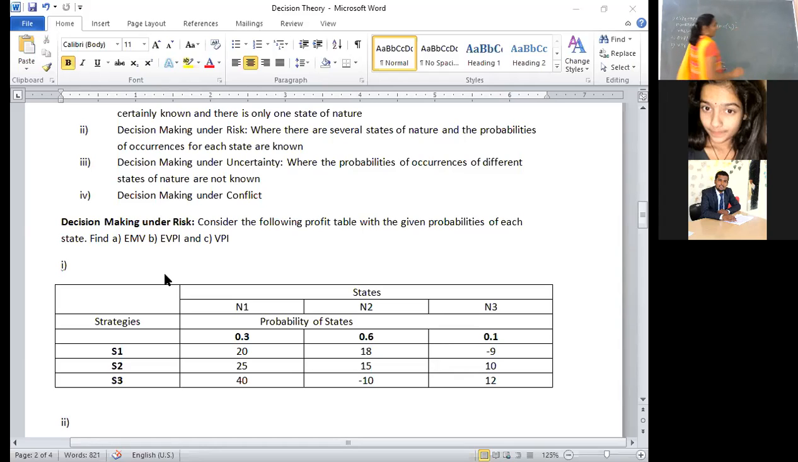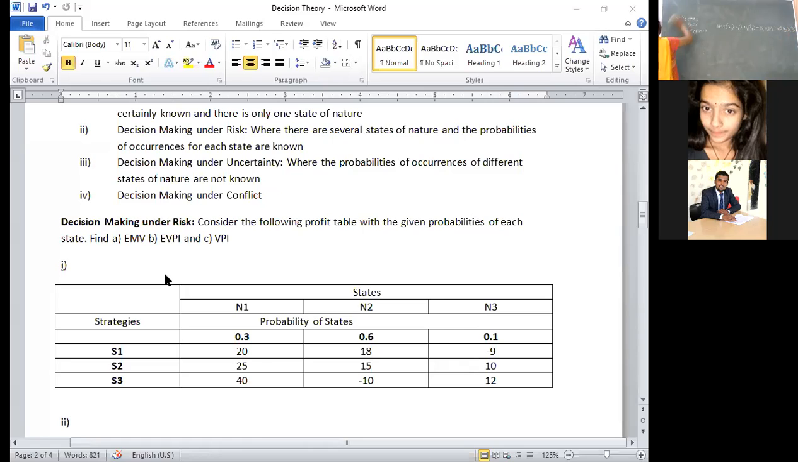Earlier, for expected value, we calculated X into P. Here for strategy S1, the corresponding state of nature is N1. Correct? S1 N1 into P1, that is the corresponding probability, plus, strategy remains the same, S1 N2 into the corresponding probability P2, plus S1 N3 into P3. This way the formula comes.